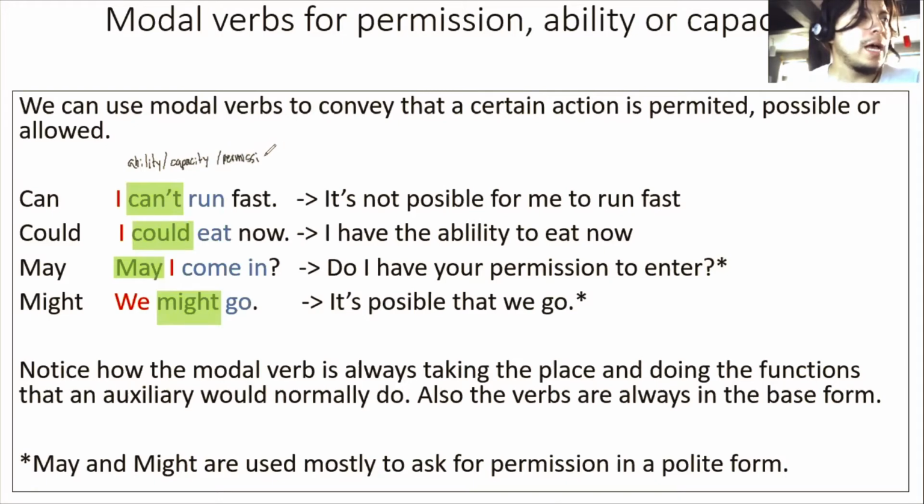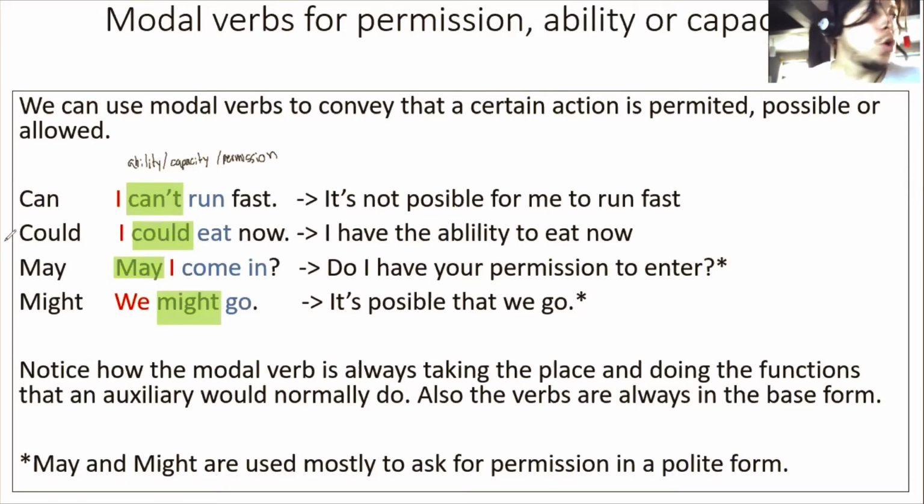So when you say "I cannot run fast," maybe you say that you don't have the ability to run fast, that you don't have the capacity to run fast, or that you don't have permission to run fast. Maybe you can run fast, but you're in school, and in the school they forbid you to run fast, so you say "I can't run fast." I mean, it's just a prohibition that I have.